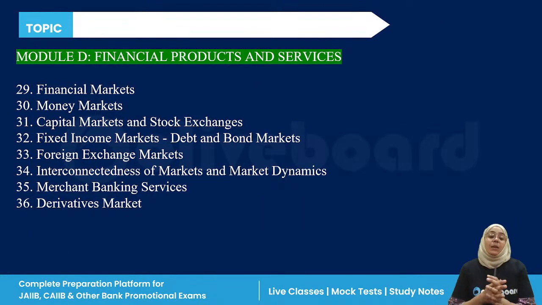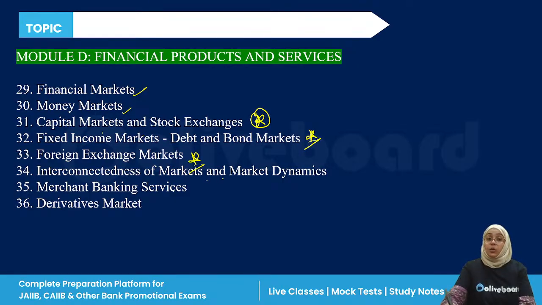And module D. Now, module D is actually the most asked module from your syllabus. You will get maximum questions from module D. So module D is all about the financial product. In this, we have the financial market, money market, capital market and stock exchange, very important. Fixed income, debt and bond market, very important. Foreign exchange market, very important.